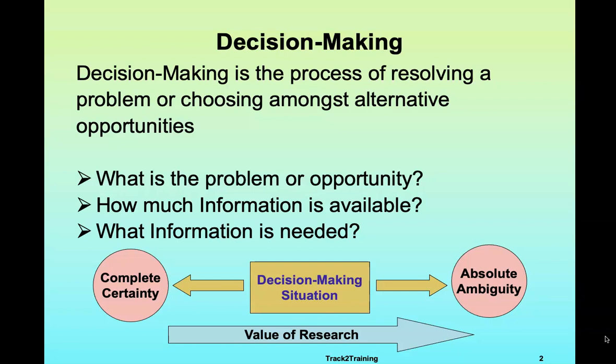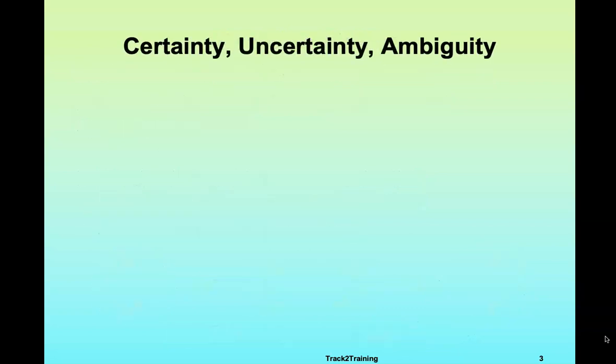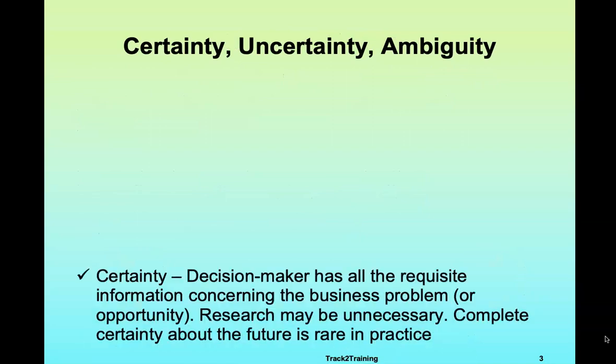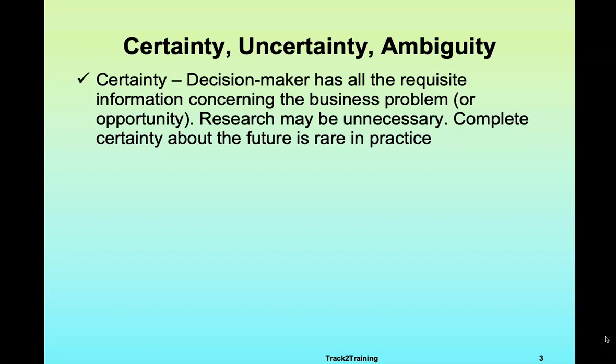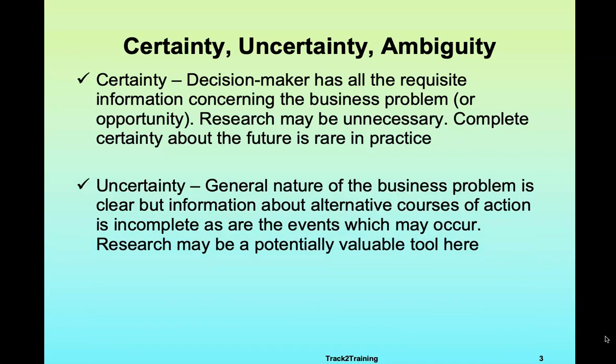Decision making ensures that from ambiguity you can move toward certainty, and this leads to enhancement of the value of the research. The uncertainty and ambiguity are something that we have to take into account. Certainty is when the decision maker has all the requisite information concerning the business problem or opportunity. Research may be unnecessary. Complete certainty about the future is rare in real practice and the real world scenario.